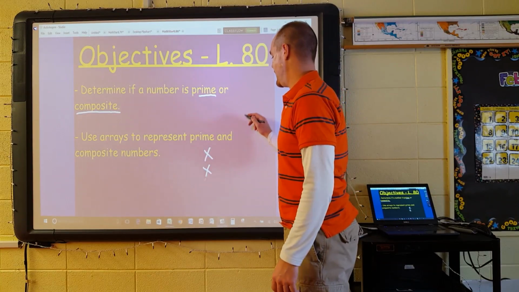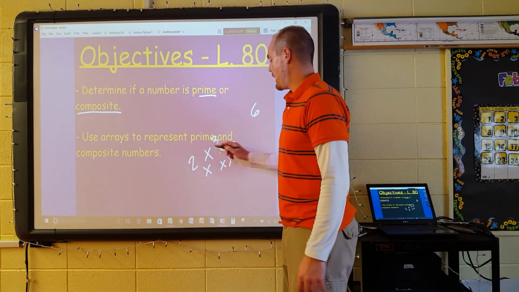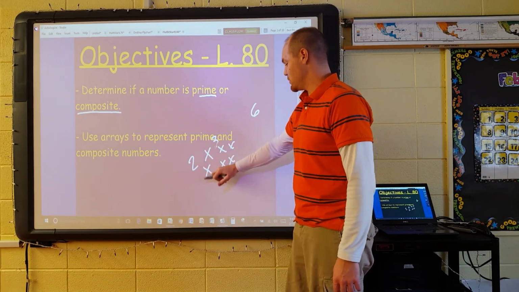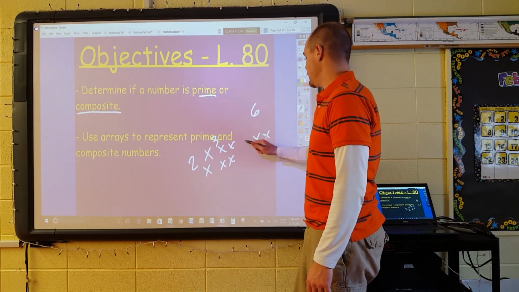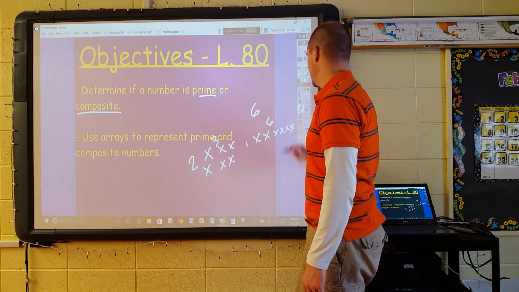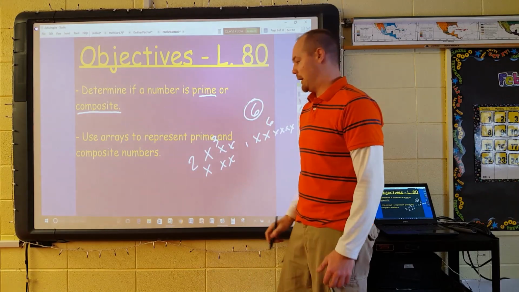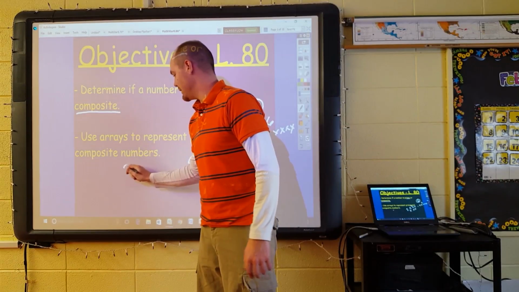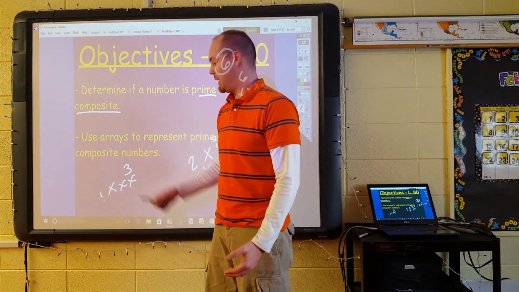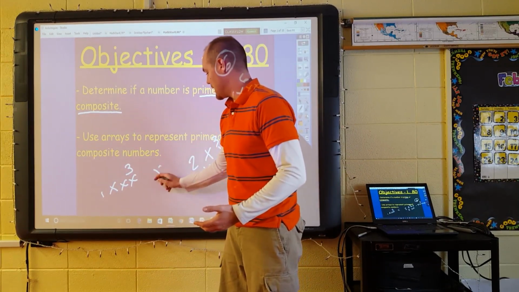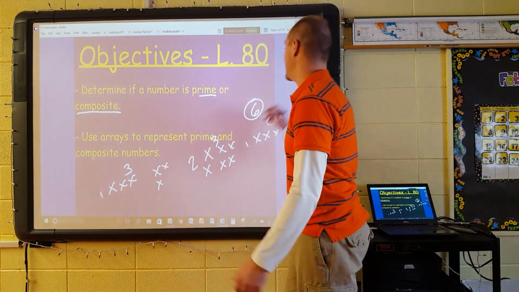And remember arrays. If we had the number 6, a 2 by 3 array would represent 6, because we've got 2 rows of 3 or 3 columns of 2, and we'd also write an array of 1 by 6. This proves to us that 6 is a composite number because it has more than one array. Prime numbers would only have the 1, and let's use 3 as an example. 1 by 3 is 3, and there are no other arrays that we could create to make the whole number 3. Therefore, 3 is a prime number.